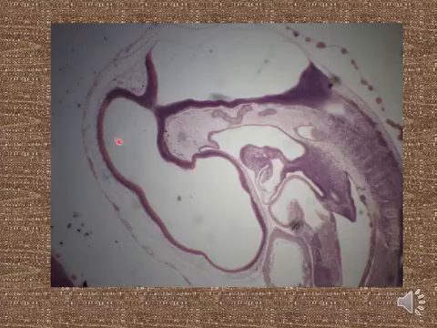Next, this is the midbrain forming the cerebral aqueduct, and the narrow region is called the isthmus, or rhombencephalic isthmus. The rhombencephalic isthmus demarcates between the metencephalon posteriorly and the midbrain anteriorly. This is the metencephalon, forming the pons anteriorly and the cerebellum posteriorly.